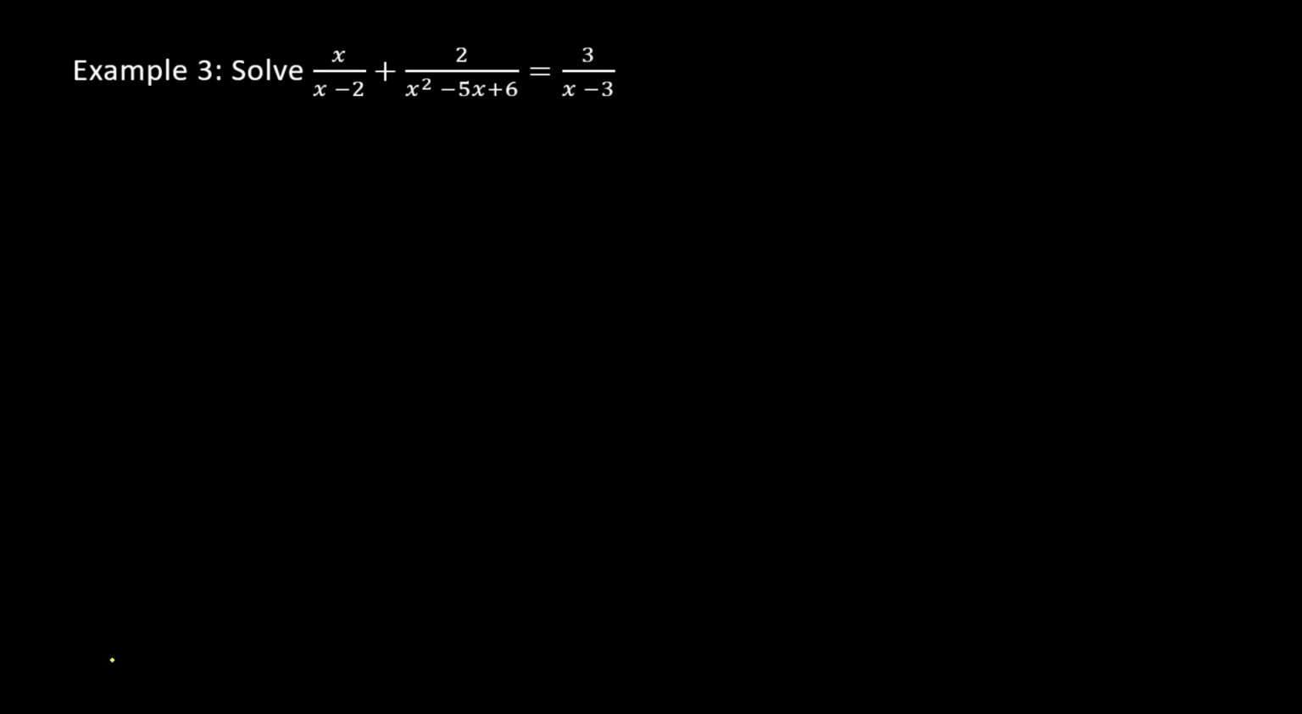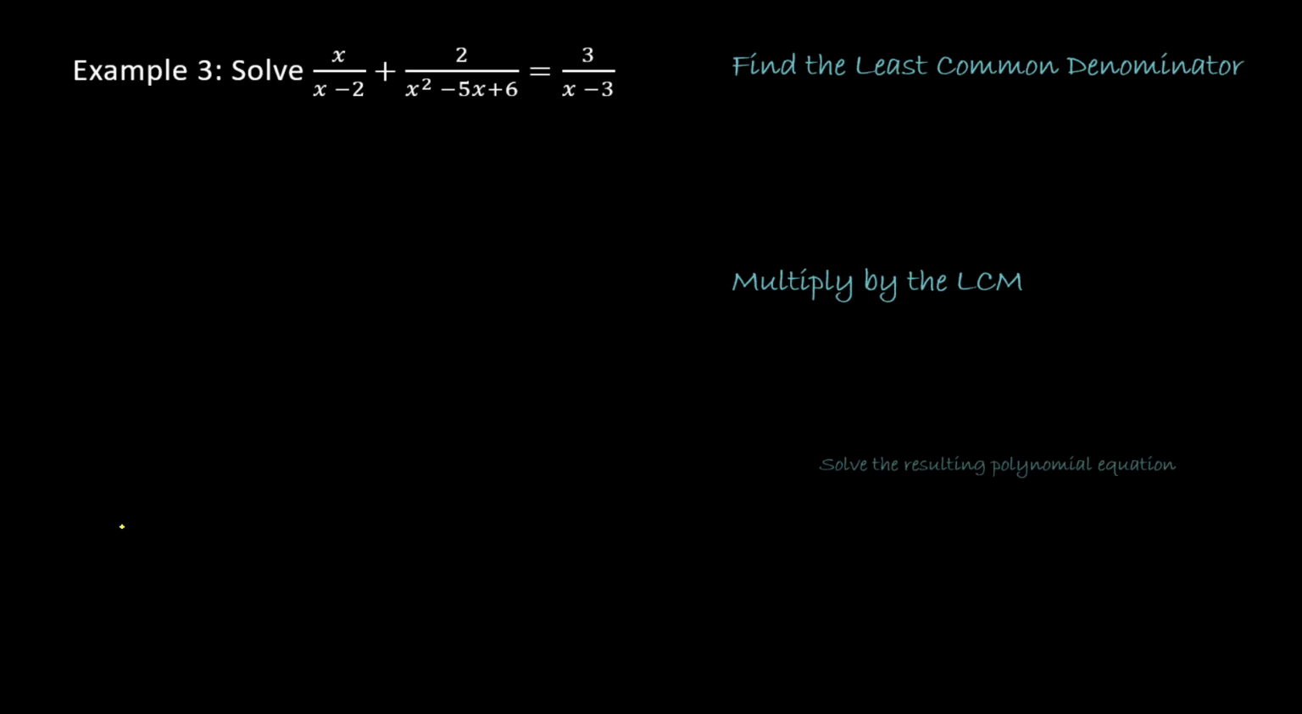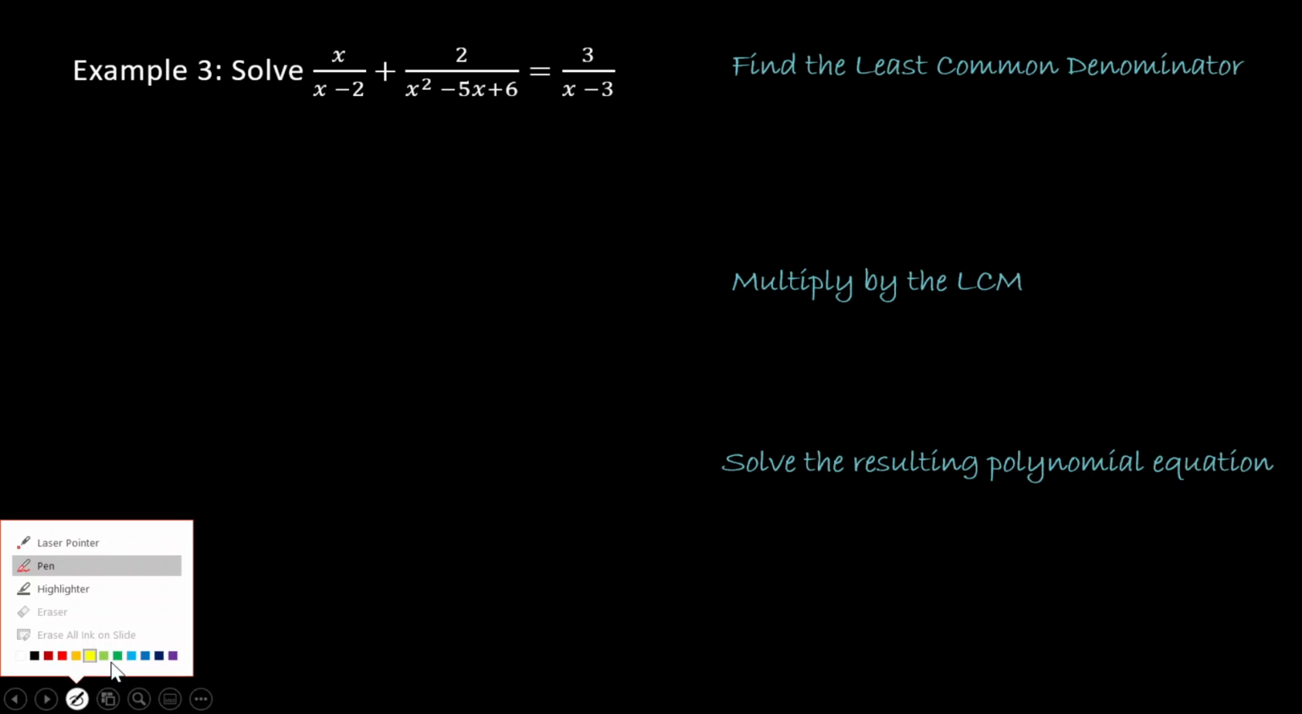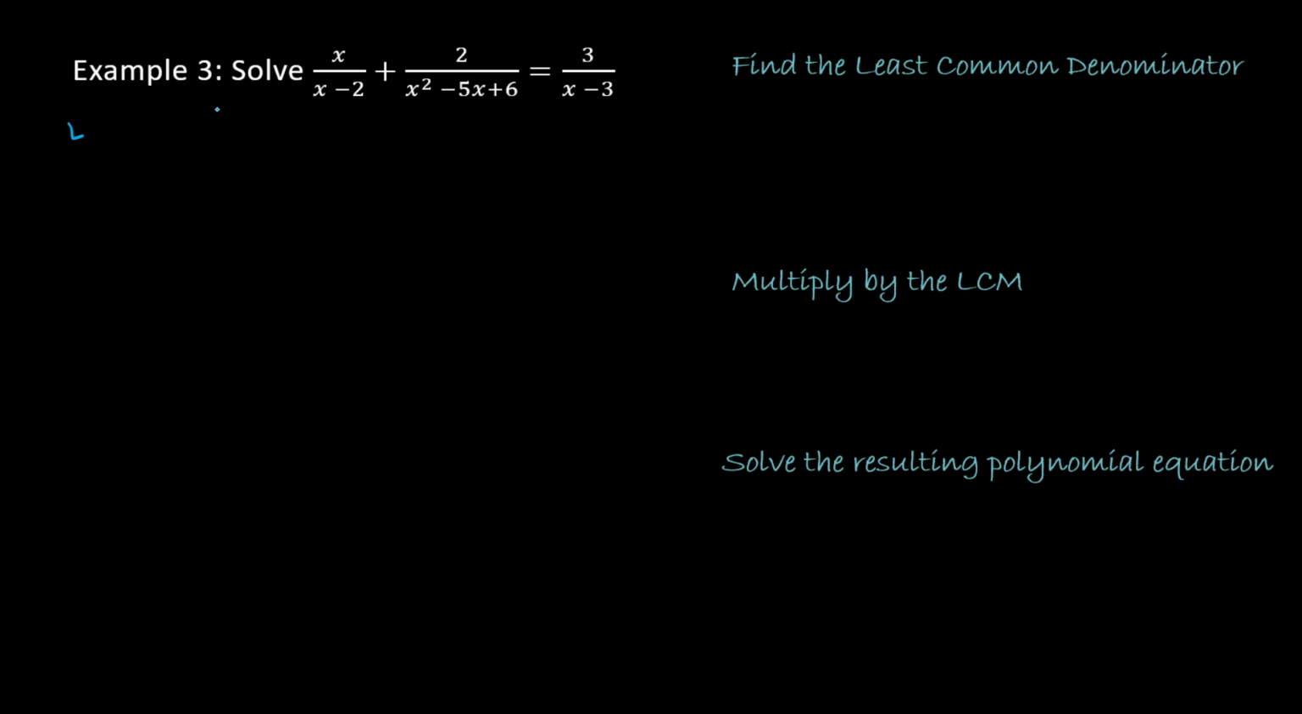So again, the 3 steps are to find the least common denominator, to multiply by that least common denominator, and then to solve the resulting equation. So let's go through this process. The LCD for this equation is x minus 2 times x minus 3. That takes care of these two pieces. And then when I factor this, I realize that it is just those two multiplied together. So that is all I need.